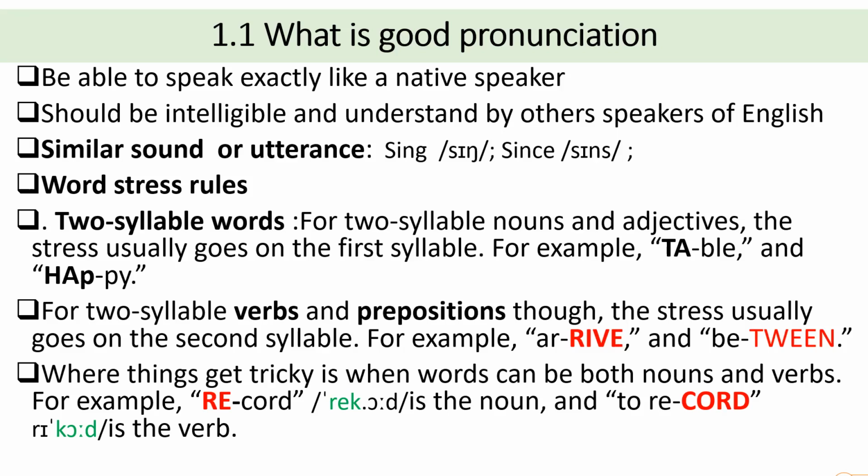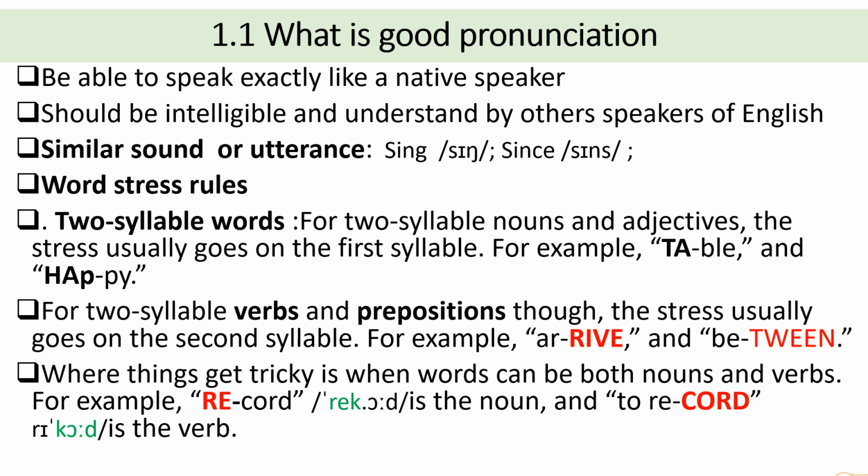And the word stress rules. I am going to show you the stress rule. For example, when a noun or adjective has two syllables, the stress always goes on the first syllable, like the word table. We stress the first syllable of table. And the word happy, we also stress the first syllable, hap, not py. For two-syllable verbs and prepositions, we always stress the second syllable. For example, arrest, we stress the second syllable, and between, we stress the second syllable, between.